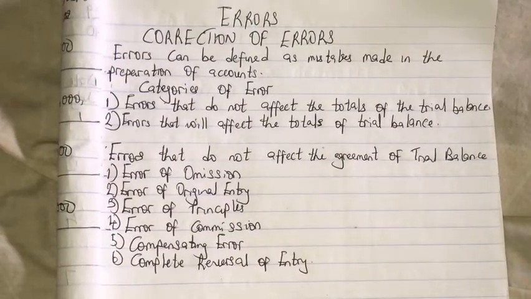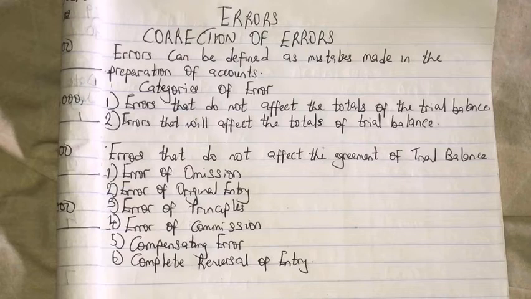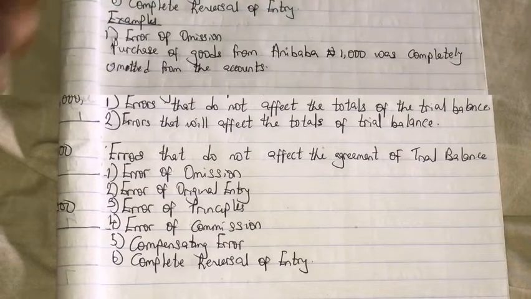Then for compensating error, this type of error occurs when the debit and the credit side may be overcast or undercast by the same amount. So the errors will definitely cancel out each other. Then lastly, complete reversal of entry. This is when an item is posted to the wrong side of the account. An account that should be debited is credited, and vice versa.